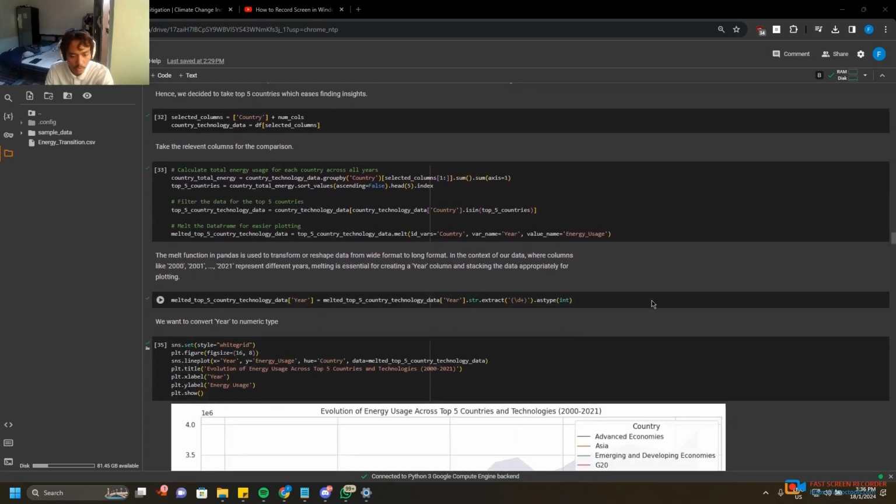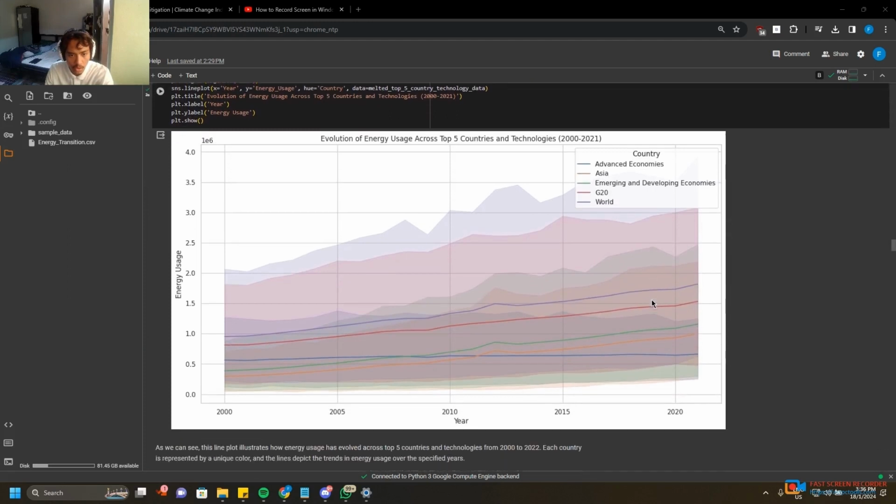We're moving on to our first visualization, evolution of energy usage across top 5 countries and technologies. So the graph shows that the energy usage for all categories has been increasing over time. This aligns with the fact that global energy consumption has increased nearly every year for more than half a century. The exceptions to this were in the early 1980s and 2009, likely due to economic downturns. So these trends highlight the importance of sustainable energy solutions and energy efficiency in meeting the world's growing energy needs. They also underscore the challenges of transitioning away from fossil fuels towards low carbon sources of energy.